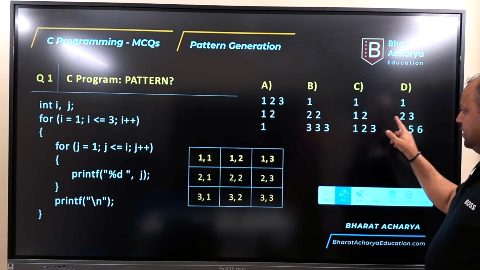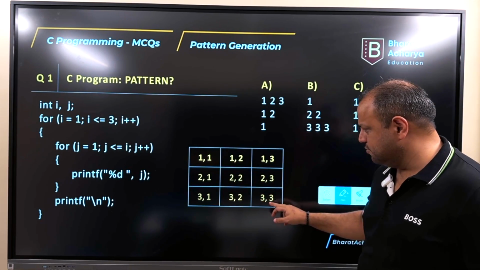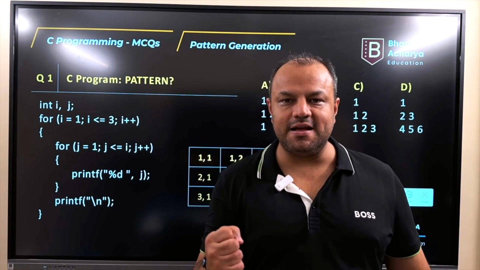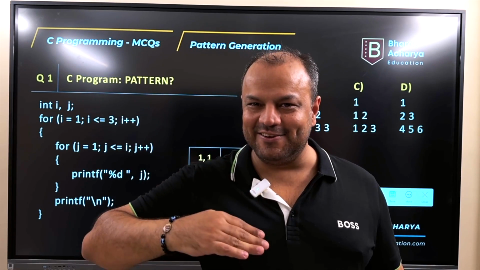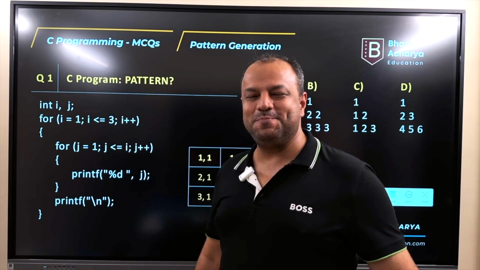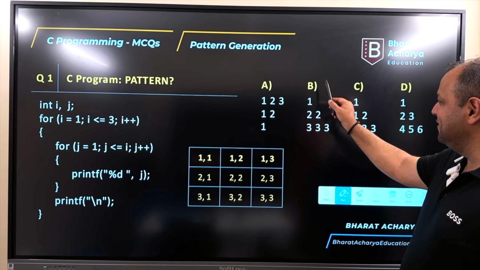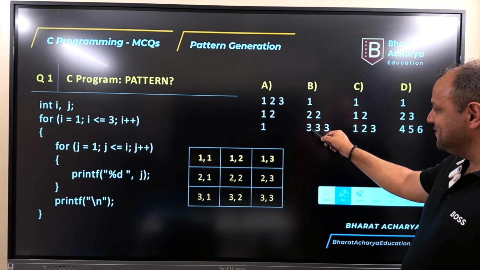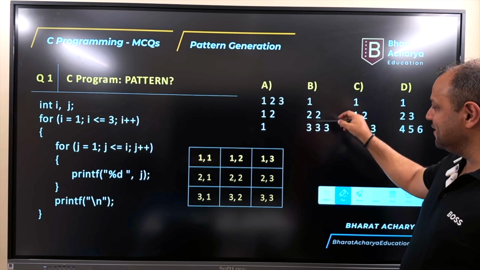Now that we know the option is between B, C and D, focus only over here. What are we printing? We are printing J. Please answer, what is J? The row number or the column number? I is the row number, J is the column number. You are printing J. That means you're printing the column number. That means this is column 1. Oh, this is wrong. This is still column 1, this is still column 1, this is column 2 and this is column 3. That means this is not the right answer.